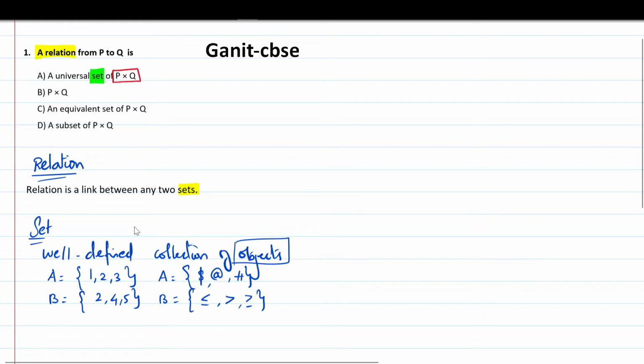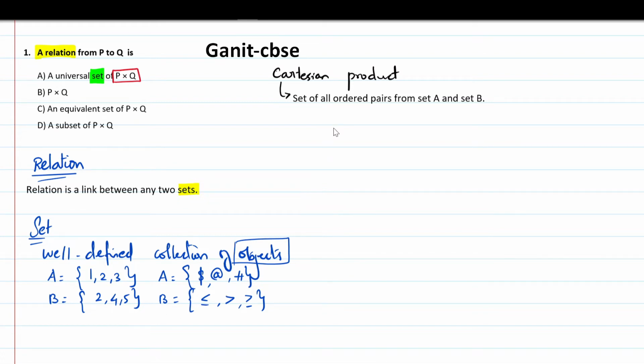Another thing we should understand here is the Cartesian product. What is the Cartesian product? The Cartesian product is the set of all ordered pairs from set A and set B. We have taken set A as 1, 2, 3. Let us take set A as 1 and 2, and set B as 2, 4, 5.